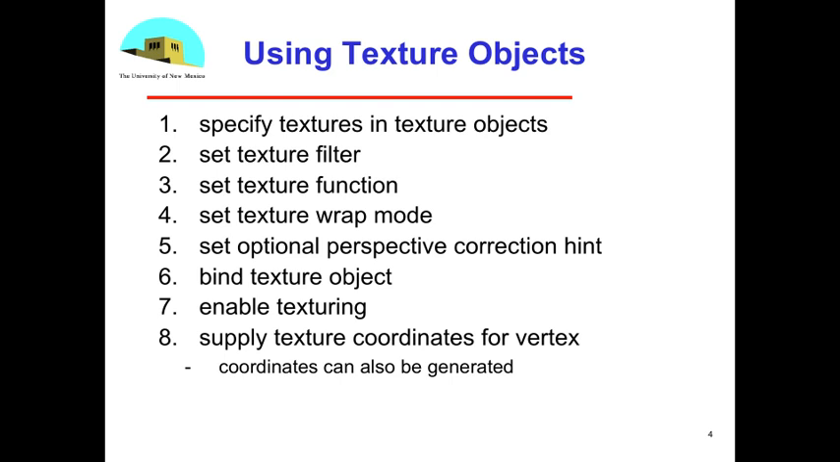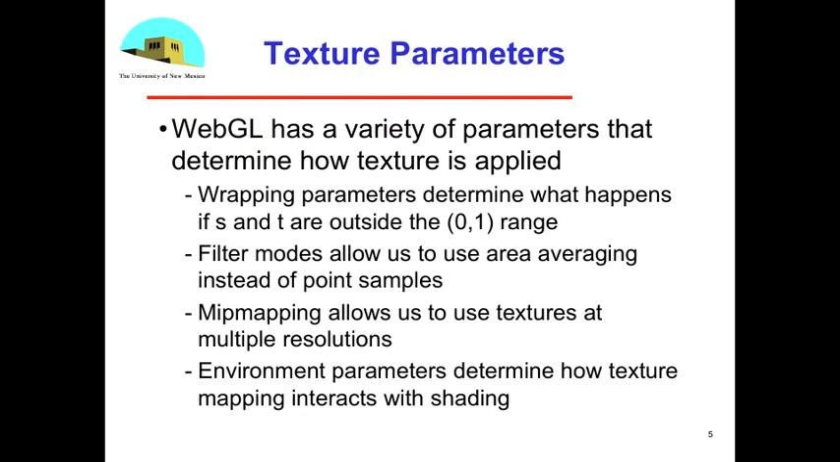Okay, so let's start by looking at some of the parameters. So the one is that we're going to say, what do we do if S and T, the texture variables, are outside the 0-1 range? How do we do averaging? Really, we're going to have two primary choices in WebGL. We're either going to do averaging of some local texture values in the neighborhood of the texel we're working with, or we're going to do what's called point sampling, where we just take the closest value of a texture that we can find. We'll talk about MIP mapping here.